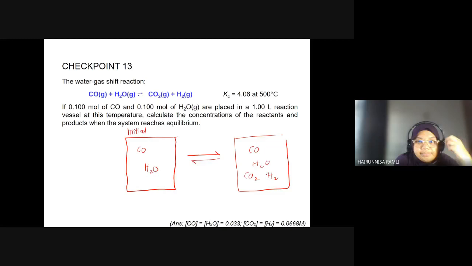Okay, dah ke? Okay, kalau tak sempat tu tak apalah, boleh sambil tengok ni. So dia kata kat sini, let's say we have this equation CO gas plus H2O gas, and then product dia CO2 plus H2, the given KC, and dia kata 0.1 mole of CO and 0.1 mole of H2O, both have similar mole placed in 1 liter vessel.